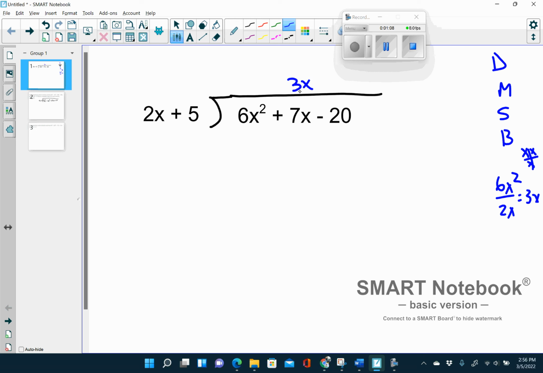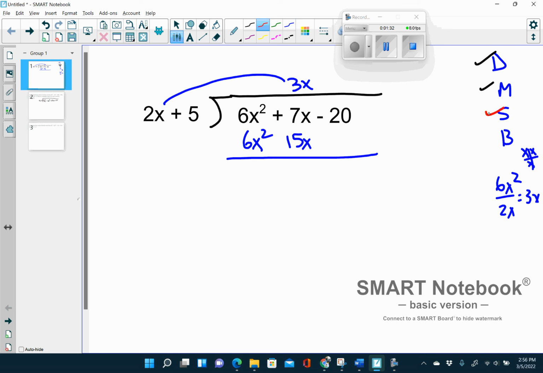All right, so 3x goes here because look, there's the x term, this is the x squared term. So then after you divide, we've done this part, now we're going to multiply. So we're going to multiply 3x times 2x, which is 6x squared. 3x times 5 is equal to 15x. Okay, and then after we multiply, we are going to subtract.